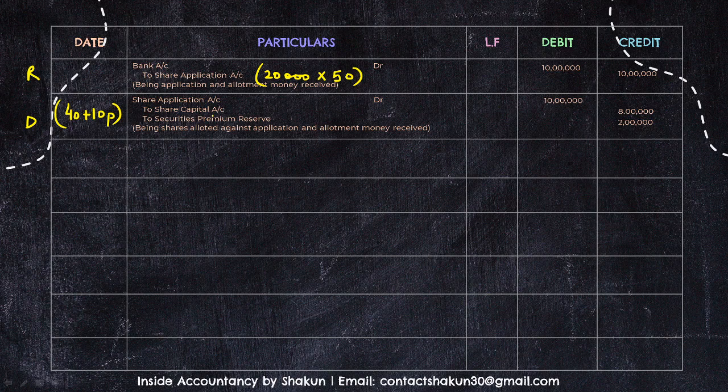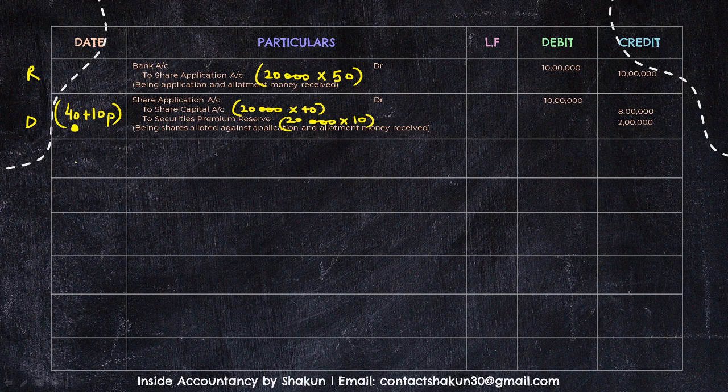Right, and in case of the second entry, share application will have the same amount 10 lakh. In share capital you will multiply the number of shares by the face value. What was the face value? 40, not the full face value, but I'm talking about the rate of application. So 20,000 into 40 and what will be the premium? 20,000 into 10, that is 2 lakh. So 10 lakh, 8 lakh, 2 lakh, right? The number of shares are multiplied by the amount of premium, by the rate of application, and then with the total we are showing in bank.